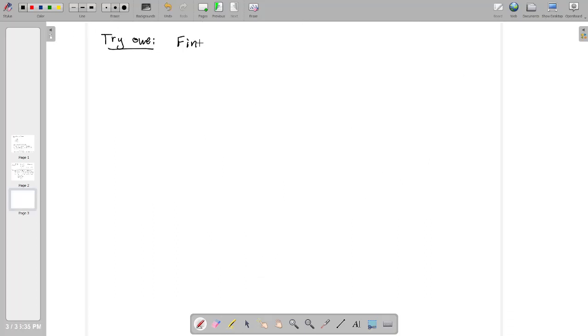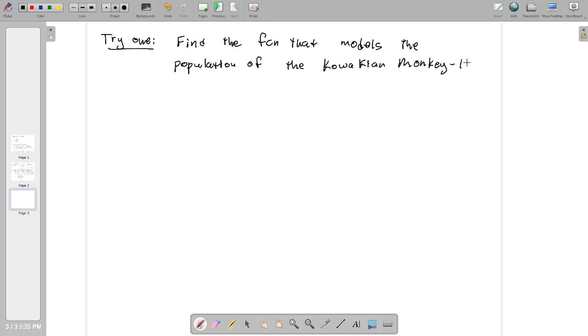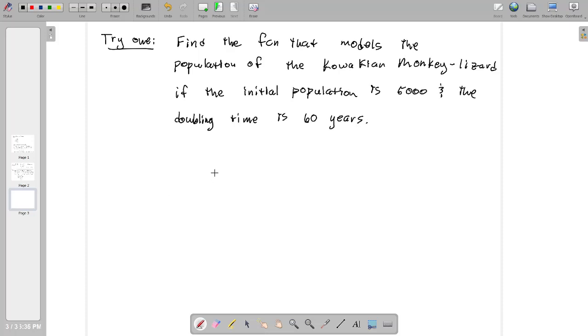Try one. Find the function that models the population of the Kowakian monkey lizard if the initial population is 5,000 and the doubling time is 60 years. So all you're doing here is actually looking for the model. You don't actually need to find an exact population. You're just trying to find the model.